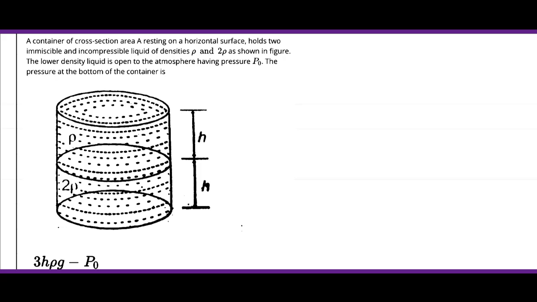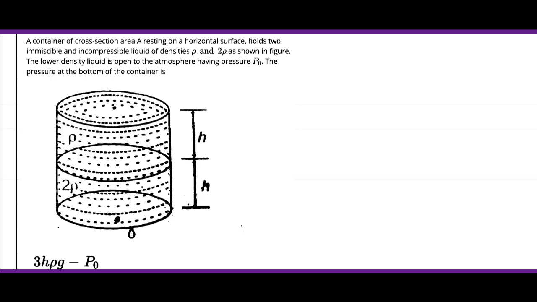Hello students, today our question is: a container of cross-sectional area A resting on a horizontal surface holds two immiscible and incompressible liquids of densities rho and 2 rho as shown in the figure. The lower density liquid is open to the atmosphere having pressure P naught. The pressure at the bottom of the container is. So in this question we have to find out the pressure at the bottom at this point. Let's say this point is O. So we have to find out the pressure at O.